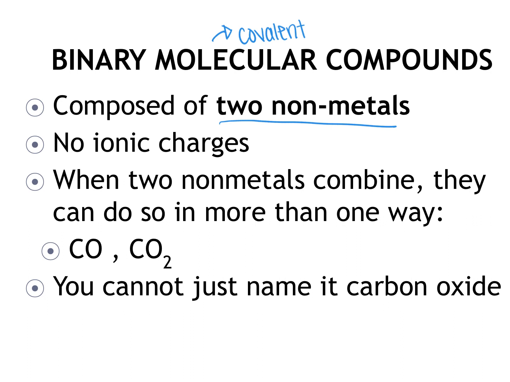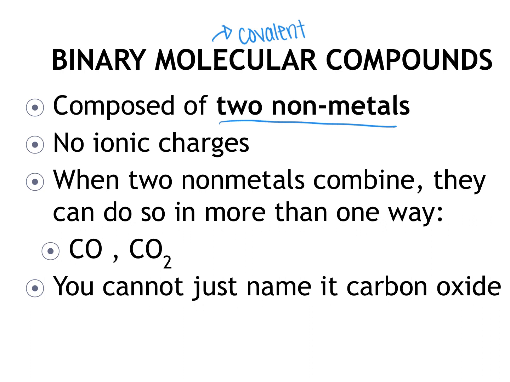Now, how are they different from ionics? What word do you know that's in ionic? Ion. And what are ions? They have those charges, right? Positive or negative. So ionic ones are the ones where we worry about charges. Molecular and covalent don't bond that way, so there are no charges involved. We no longer have to look at charges or do the crisscross rule, which is going to make these ones much simpler.